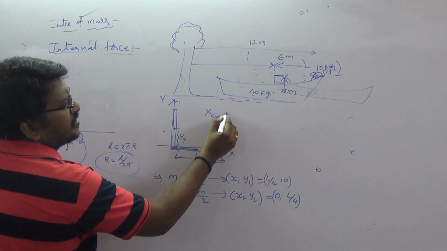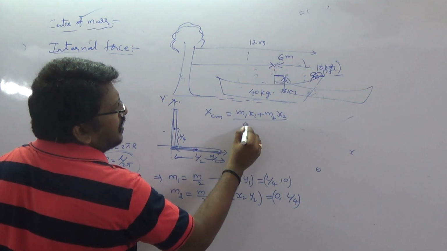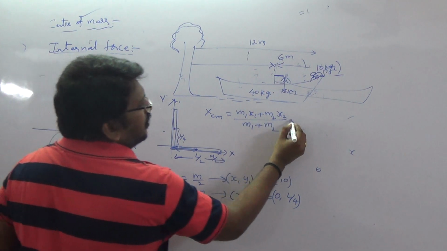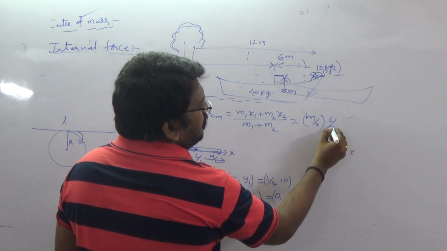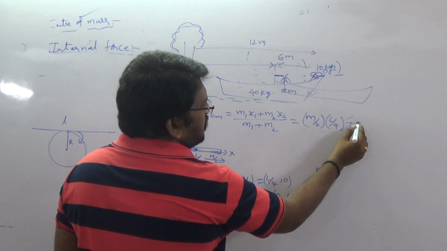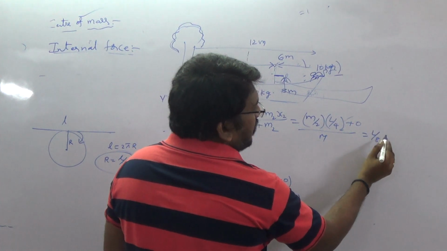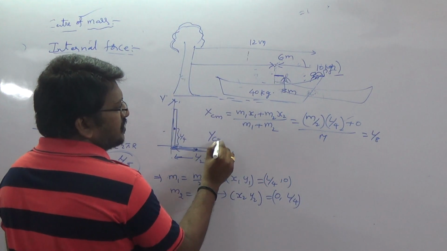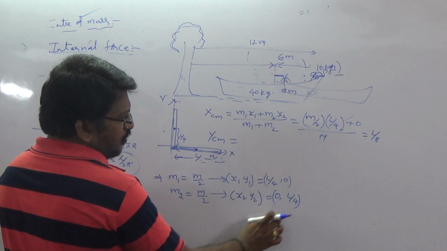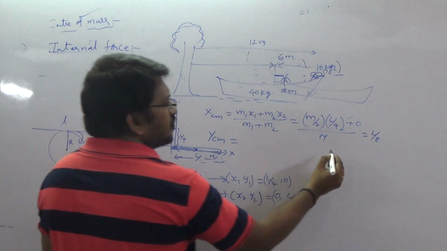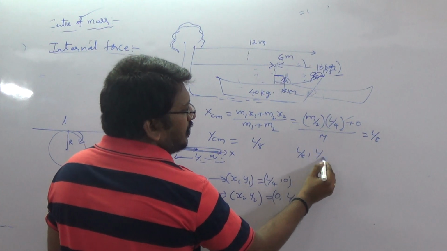Calculate the position of the center of mass, xcm. We get the formula: m1 x1 plus m2 x2, divided by m1 plus m2. That equals m1, which is m by 2, into L by 4, plus m2 into 0, divided by m. The m's cancel and we get L by 8. Here YCM is also there. YCM equals m1 y1, which is 0, plus m2 y2, divided by m, and here also we get L by 8. So the position of the center of mass is L by 8 comma L by 8.